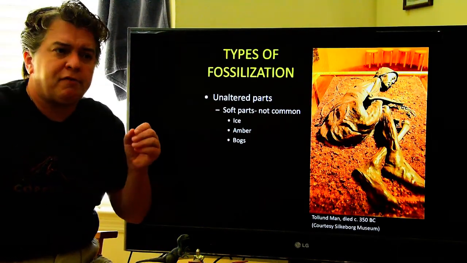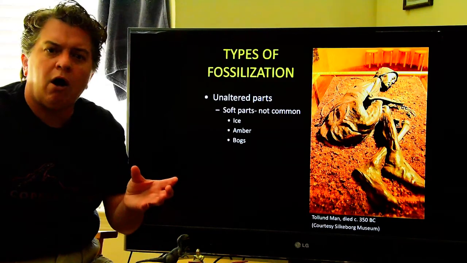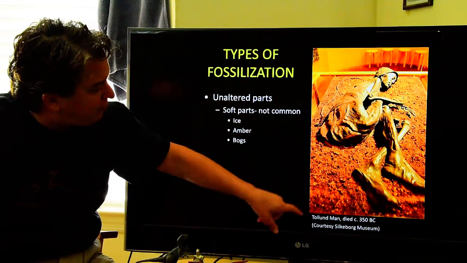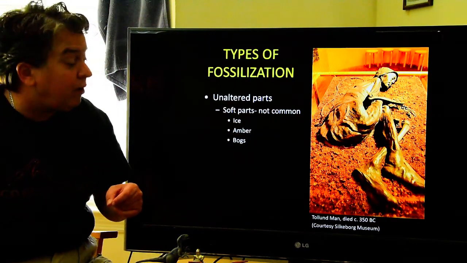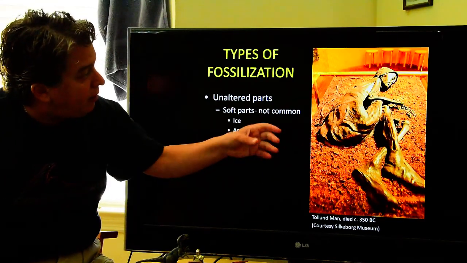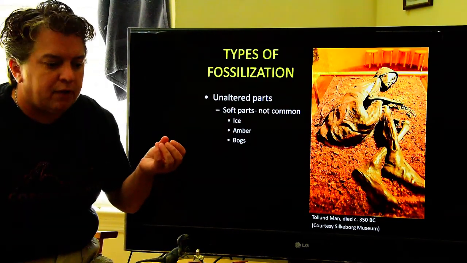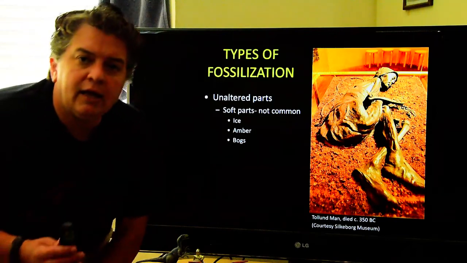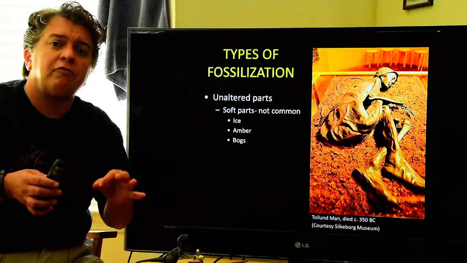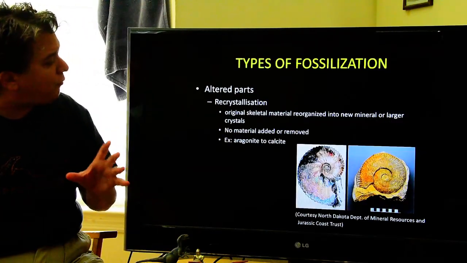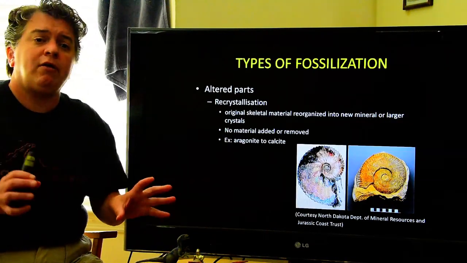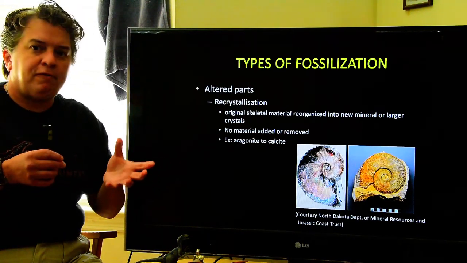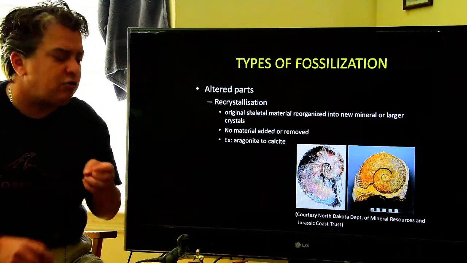And then in bogs, because you have stagnant water, you can get soft parts being preserved as well, as we see in Tollund Man here, who died around 350 BC, but the preservation is still so good that you can actually see the hair on his chin. So you can get soft parts being preserved, but you do need special circumstances for that. All right, now we can also have altered parts. And that means that the fossil somehow has changed from its original composition.